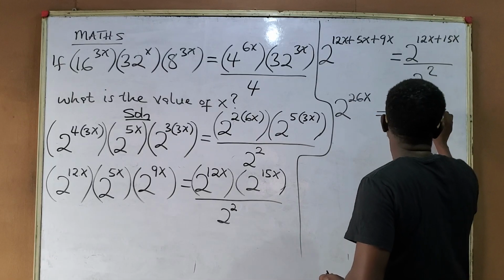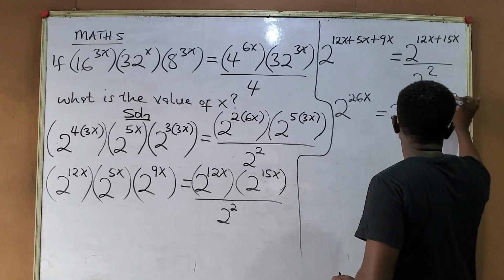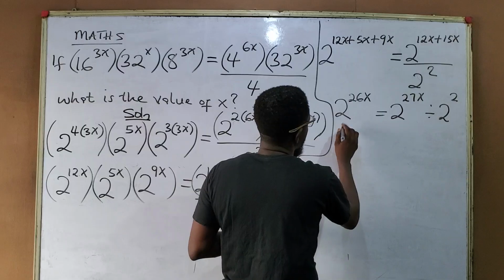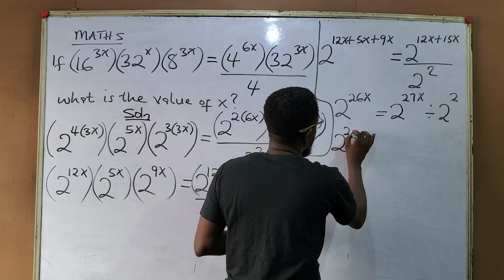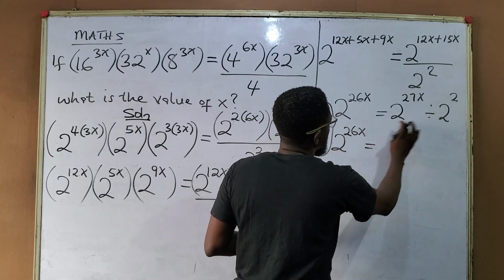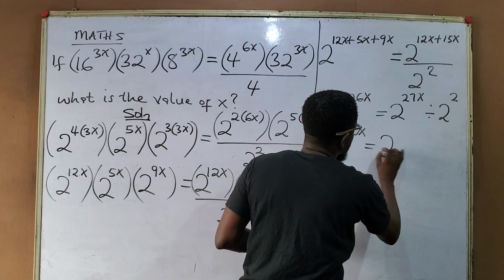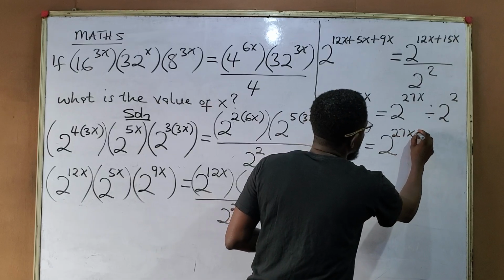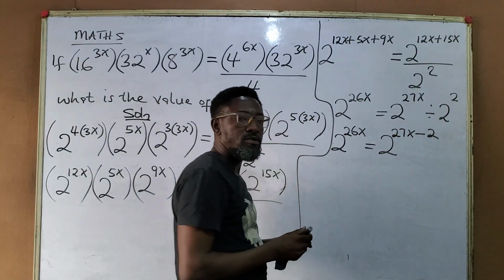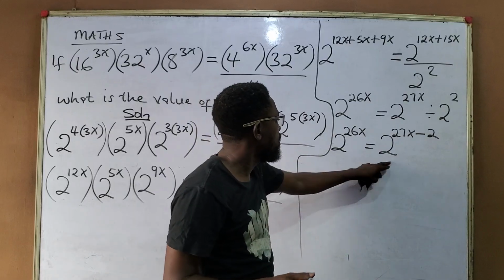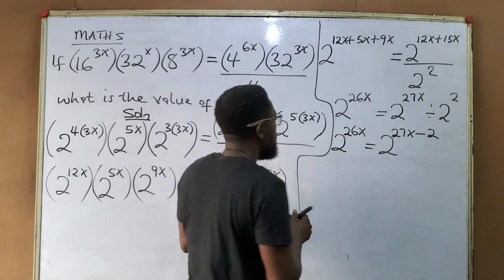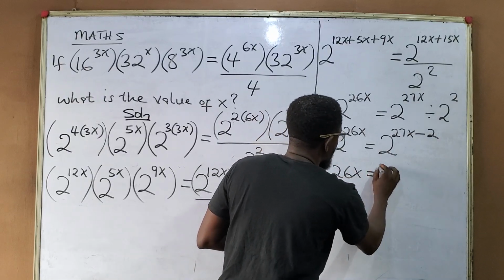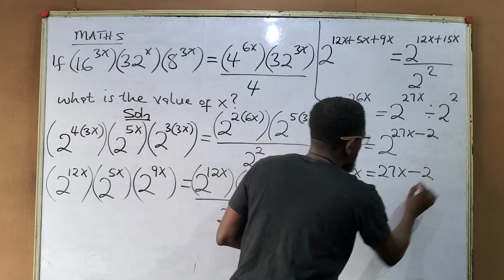Of course, this is divided by 2 to the power 2. So now, it's 2 to the power 26x equals, the base are the same again, take one of the base. And because here is division, I'll subtract the powers. We have 27x minus 2. So now the base on both sides are equal. Since the base are equal, it means the powers must be equal. Therefore, 26x equals 27x minus 2.